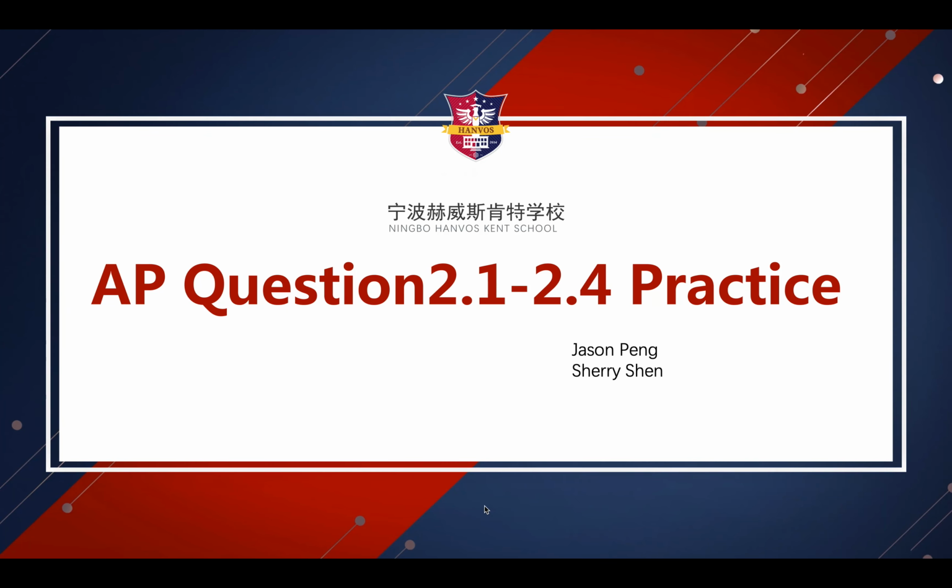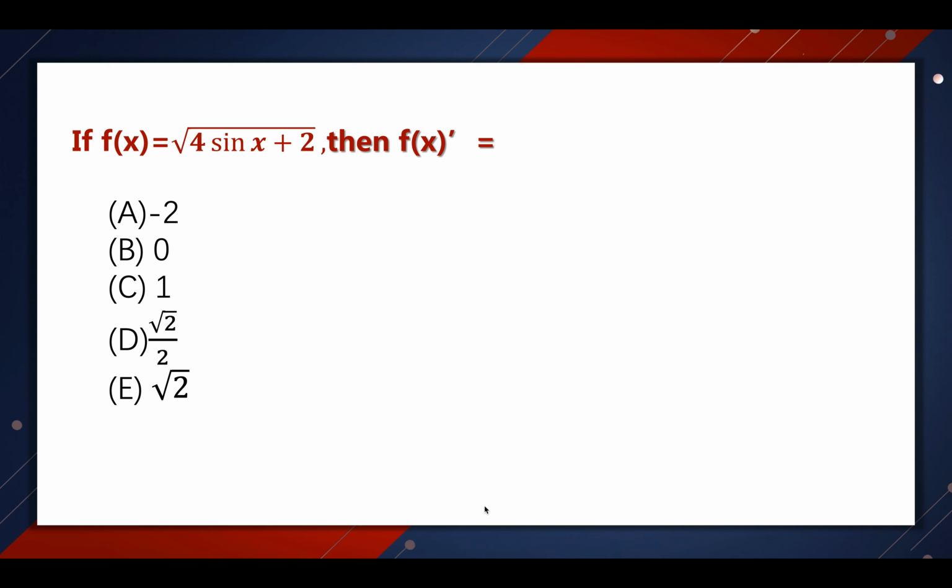Today I want to talk about AP question 2.1 to 2.4 practice. This PowerPoint is made by Jason Peng and Sherry Shen. The first question is to find the derivative of f(x).